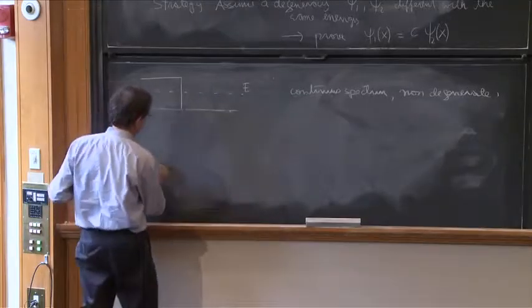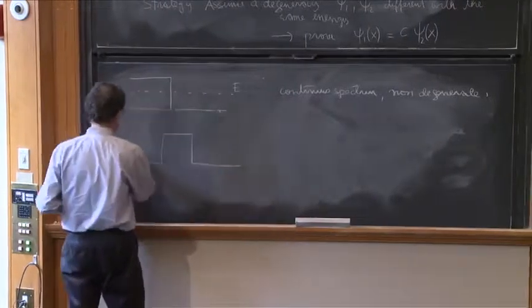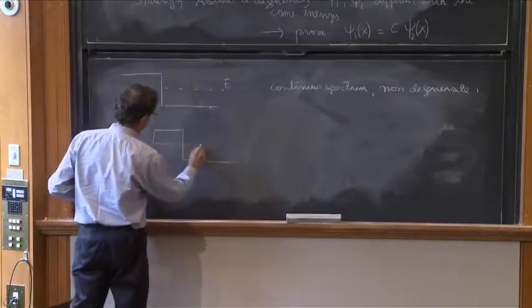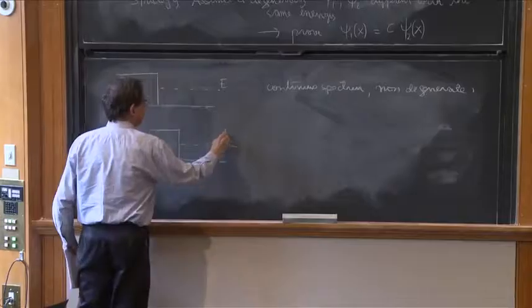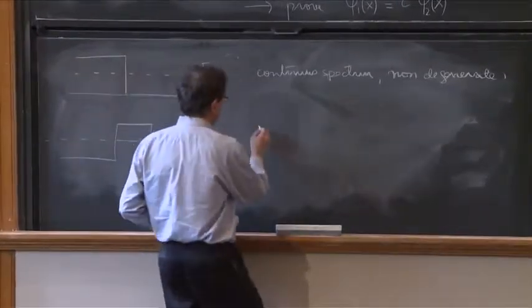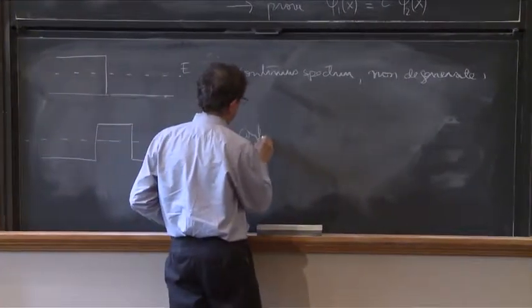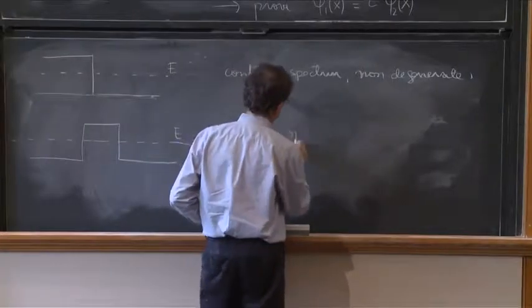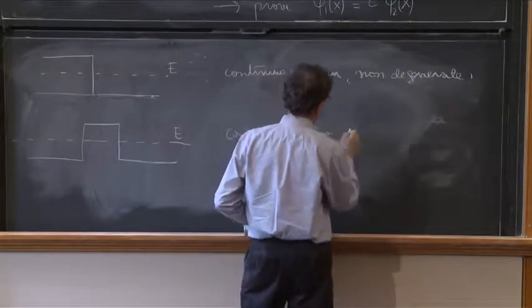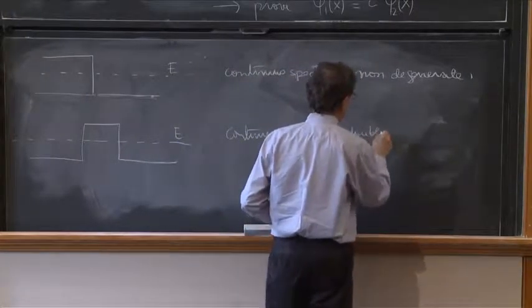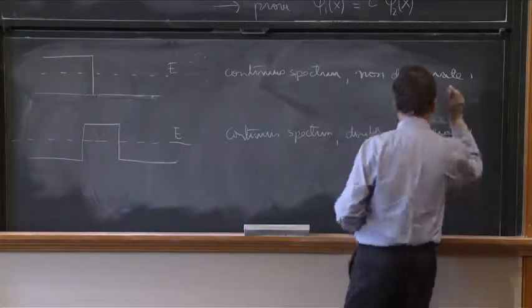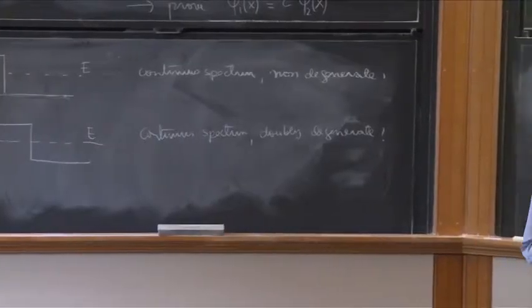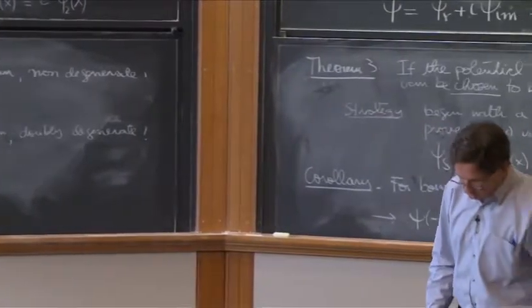Finally, this case, if you have an energy like this, E, you get continuous spectrum and doubly degenerate. So two solutions.